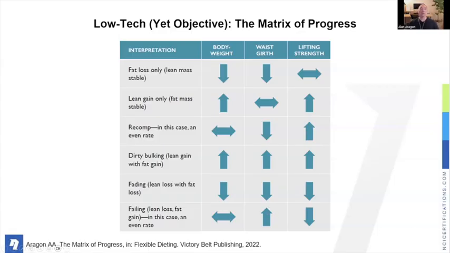So this is a low-tech way of tracking what's going on or what's trending with body composition, just by using a weighing scale and measuring tape and being aware of your lifting performance. And once again, this was developed by me as a way to work with clients on a remote basis if they didn't have access to a fancy device for estimating body composition.